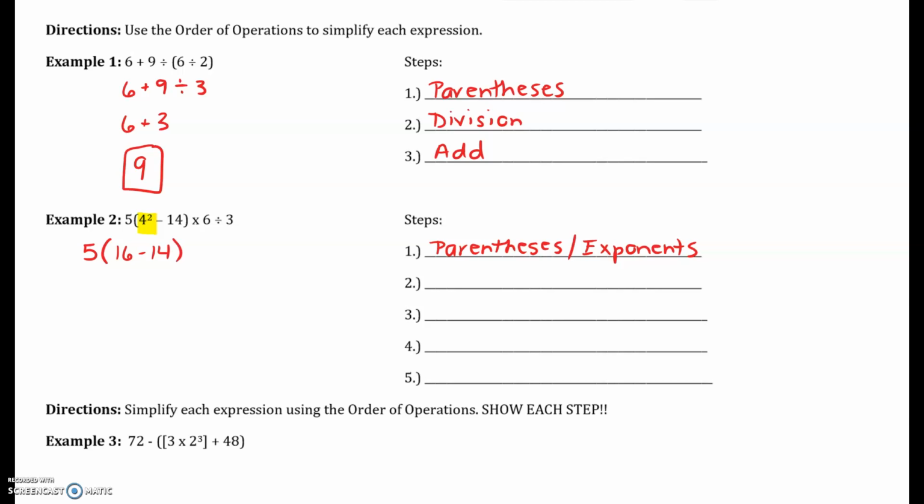I'm going to change this x, which means multiplication, to a dot so we don't confuse it with a variable. And I'm going to bring down 6 divided by 3. There are still numbers within the parentheses. So step number 2 is to continue simplifying within the parentheses. 16 minus 14 is 2.